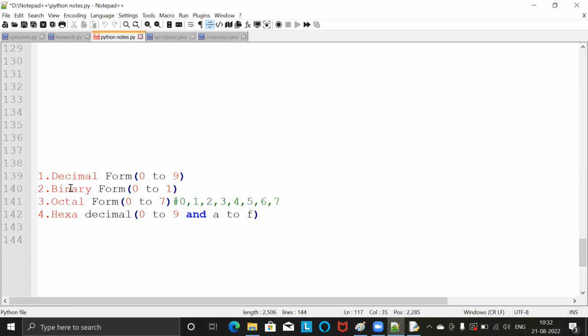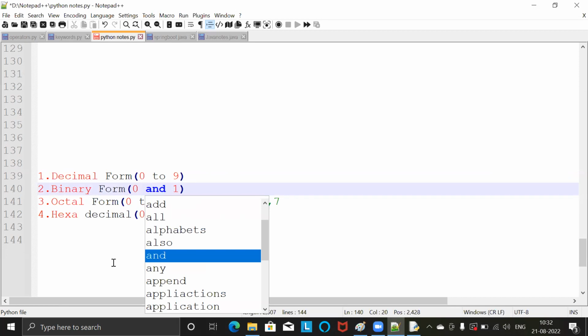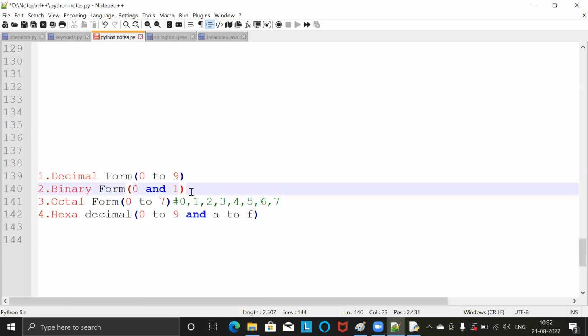And next one, binary form, allows only 0 and 1. It's nothing but binary numbers. In a previous section I discussed binary numbers and how to convert binary to numbers and numbers to binary. In this section also I will tell.